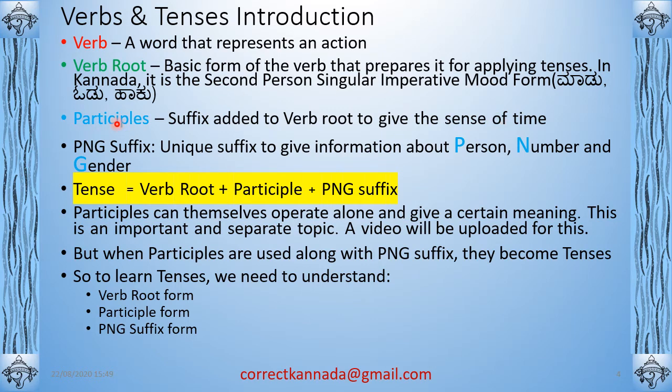Okay. The tense suffix is next, and then the PNG suffix. It's a unique suffix that gives information about the person, meaning whether it's first person, second person, or third person; number, meaning singular or plural; and gender, masculine or feminine. So it tells these three things. That's what the PNG suffix is: P, N, and G. So a tense is basically made up of the verb root, the participle, plus the PNG suffix.